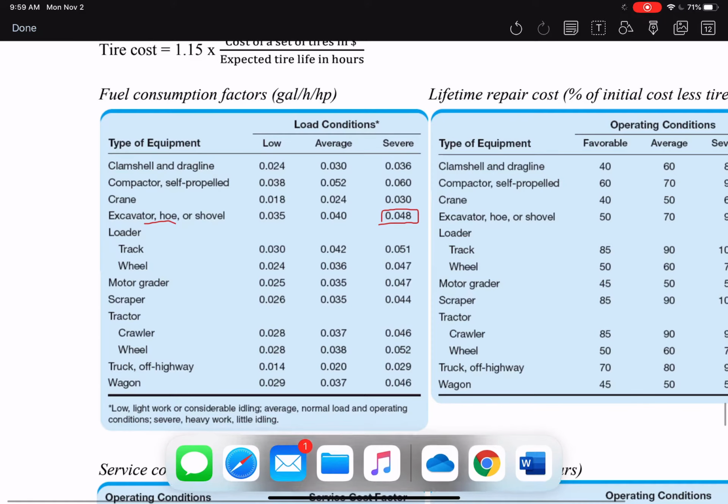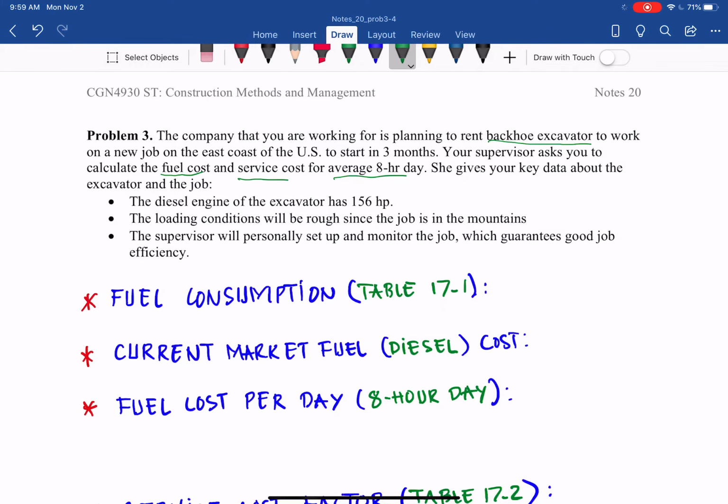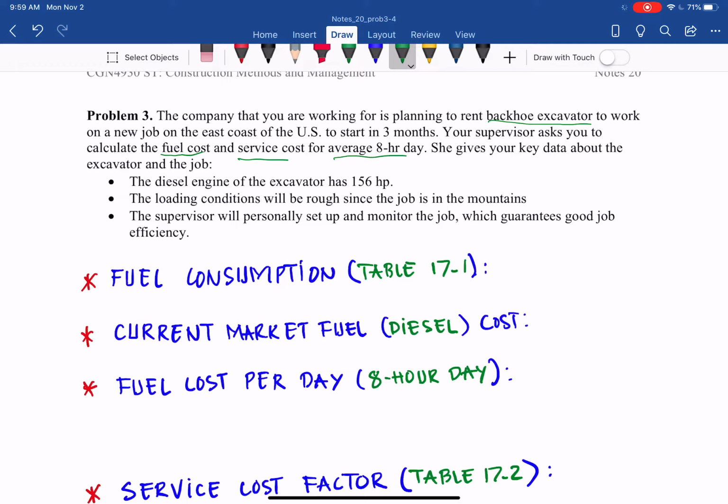So the fuel consumption in this case, from that table, is equal to 0.048 gallon per hour per horsepower, HP. And that is the gallons per hour.